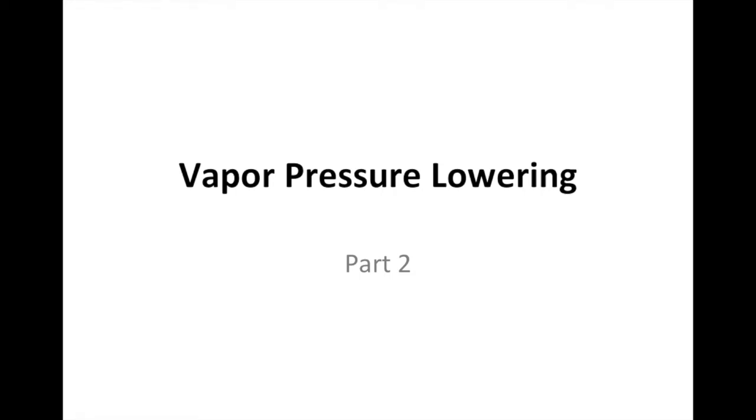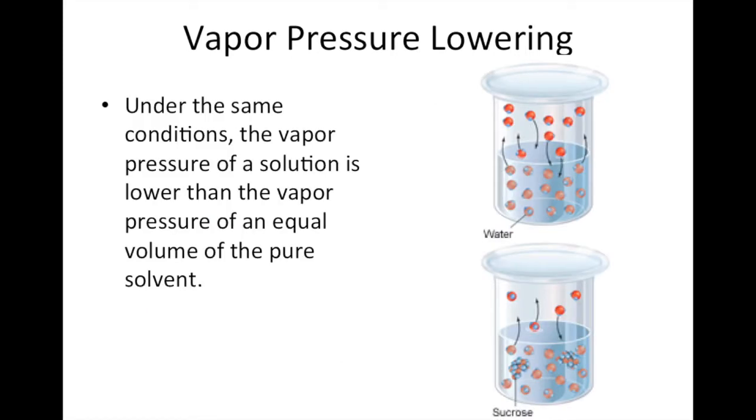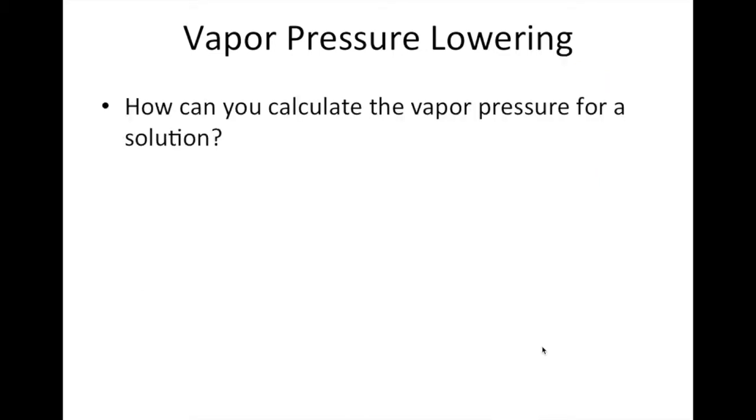In this video, we're going to look at how to calculate the vapor pressure of a solution compared to that of a pure solvent. Of course, the vapor pressure is defined as the partial pressure of a gas in equilibrium with liquid at constant temperature. And under the same conditions, the vapor pressure of a solution is going to be lower than the vapor pressure of an equal volume of the pure solvent. So solutions have lower vapor pressures than the solvent would.